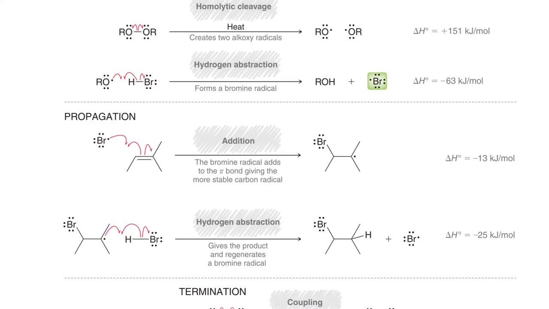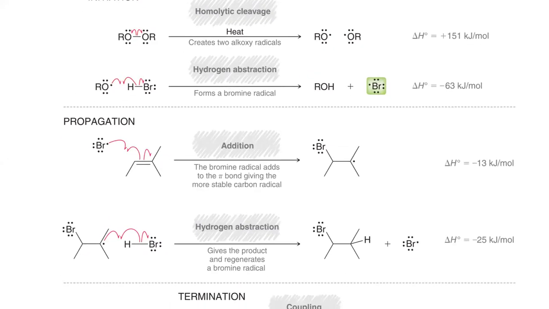So then our first propagation step is going to be an addition where we're going to break a pi bond and make a new carbon-bromine sigma bond. So basically what separates this from the regular hydrobromination is that the first step involving the alkene is the bromine attacking. Before, you started with hydrogen attacking, which left the carbocation. Now, because the bromine adds first, it adds to the less substituted carbon so that we can make our radical more stable and put it on the more substituted carbon, or in the allylic position if there's other resonance happening.